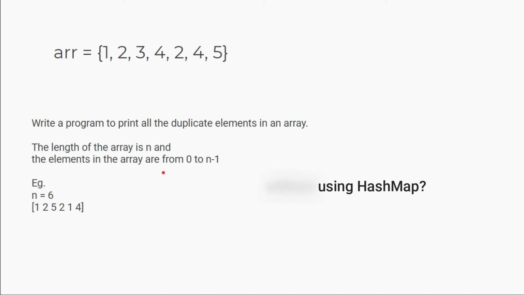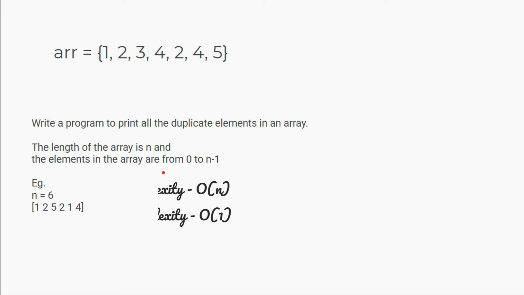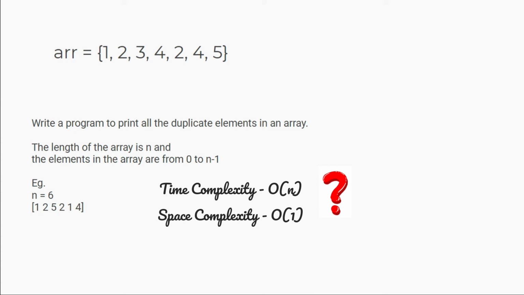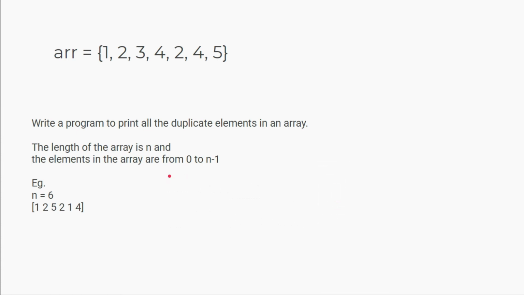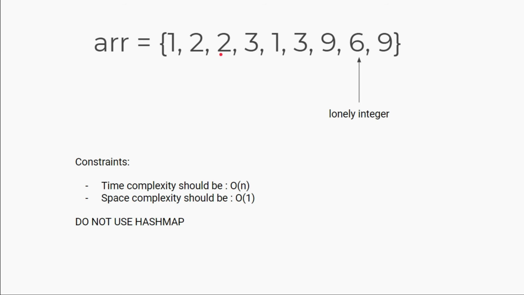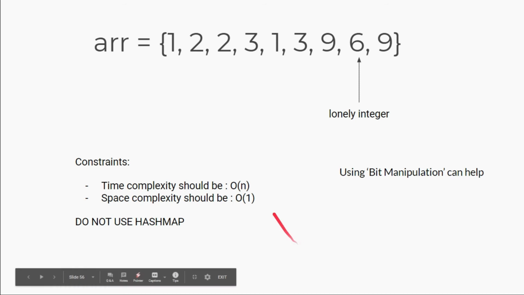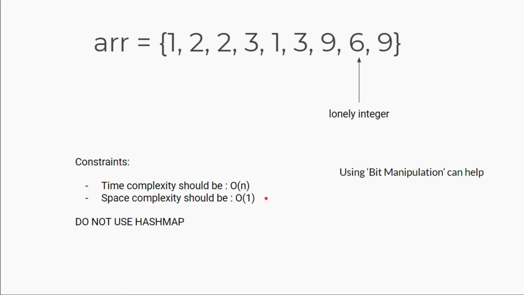So how will you do this in O(n) time and using O(1) space? Here you are not allowed to use HashMap. So try this problem using the array itself as the hash map. Also, I have given you a problem to solve in the last lecture. The problem was that you are given an array with all the elements occurring twice except for one. This is the lonely integer. I also told you that bit manipulation can help. So let's see the solution.